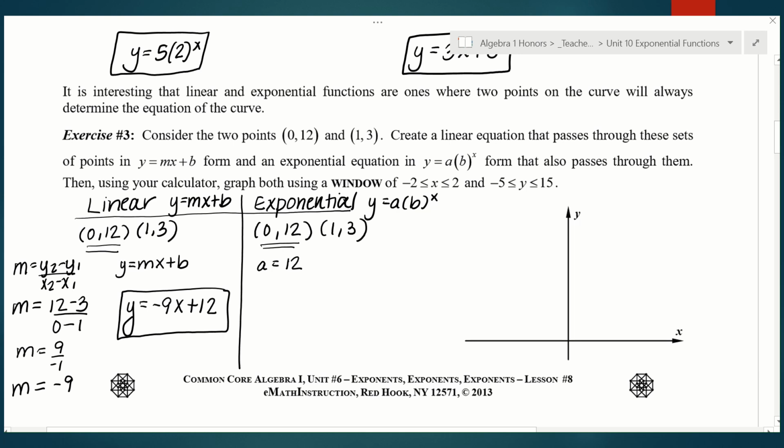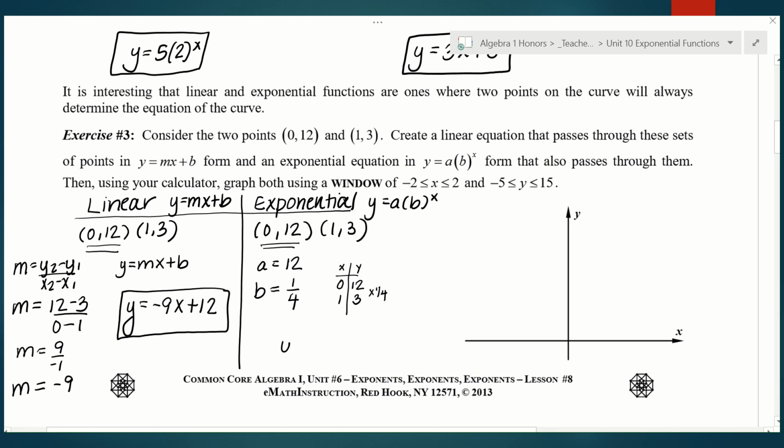Okay, and then to get our b, which is our growth or decay factor, you have to think about, and sometimes I like to show this as a table. If I know that these are my 2 points, I have to think, how did I get from 12 to 3? Well, I divided by 4, but we don't use divided by when we talk about a growth or decay factor. We would say it was multiplied by 1/4. So our b would be 1/4. That's how I got from 12 to 3: 12 times 1/4 equals 3.